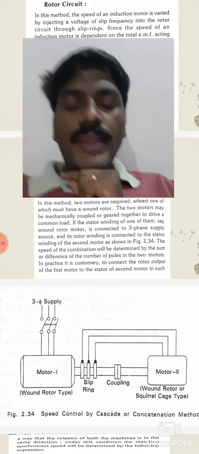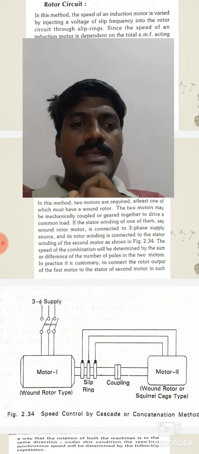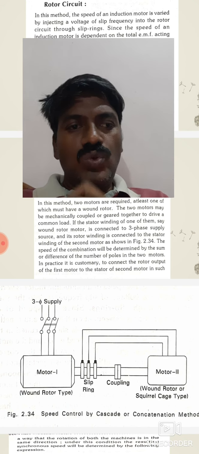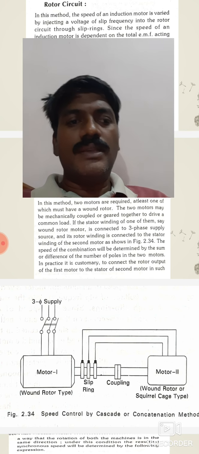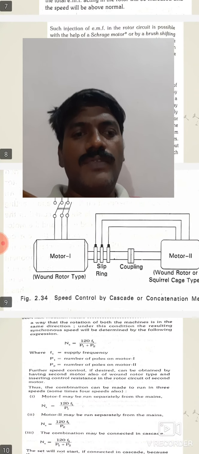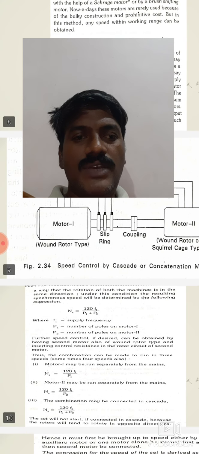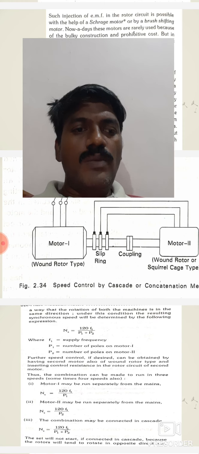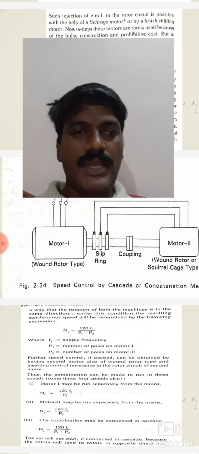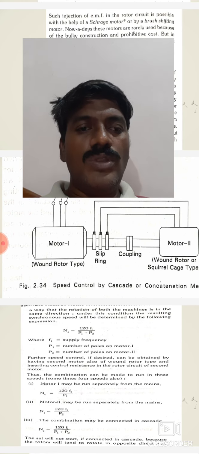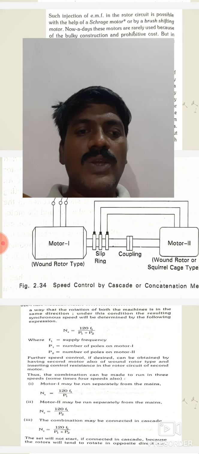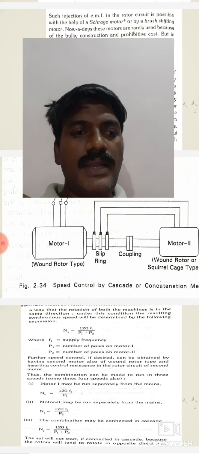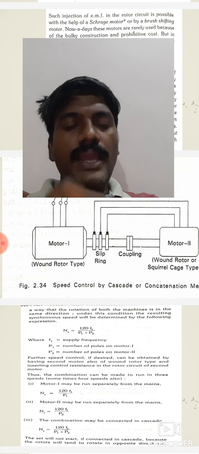In practice, it is customary to connect the rotor output of the first motor to the stator of the second motor, in such a way that the rotation of both the machines is in the same direction. The rotation of both the machines must be in the same direction, right? Under this condition, the resulting synchronous speed will be determined by the following expression.